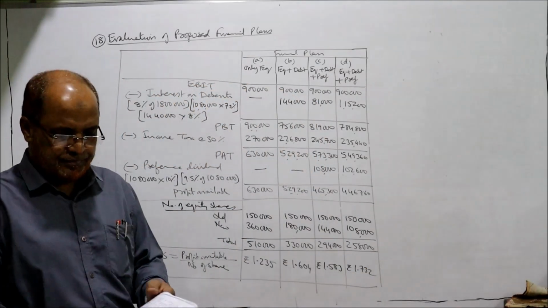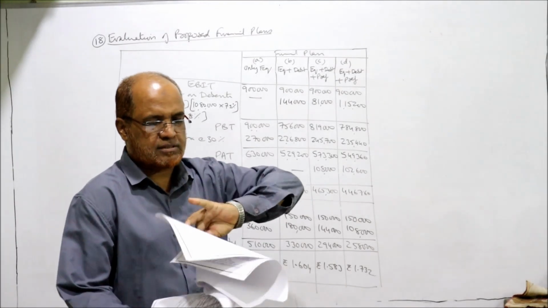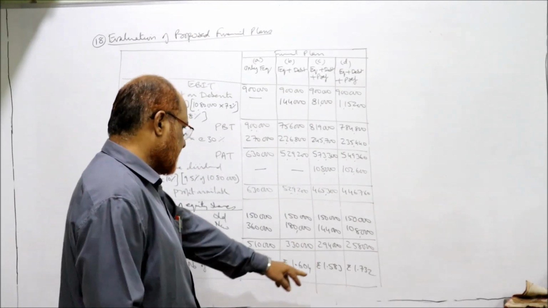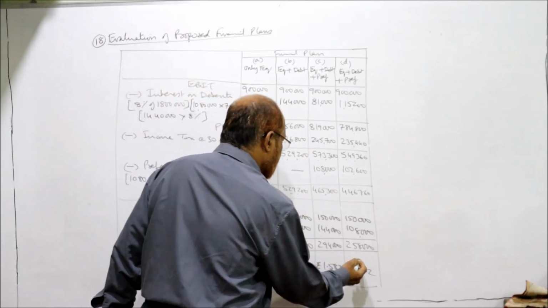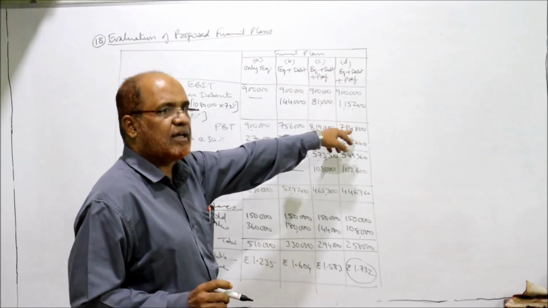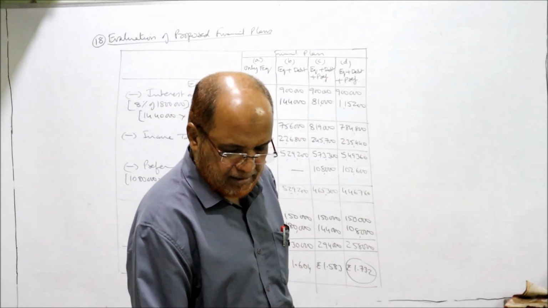That's it. So in which case do we have the highest EPS? The EPS is highest in case of plan D. So we suggest the company to adopt financial plan D, since in that case the EPS is the highest.